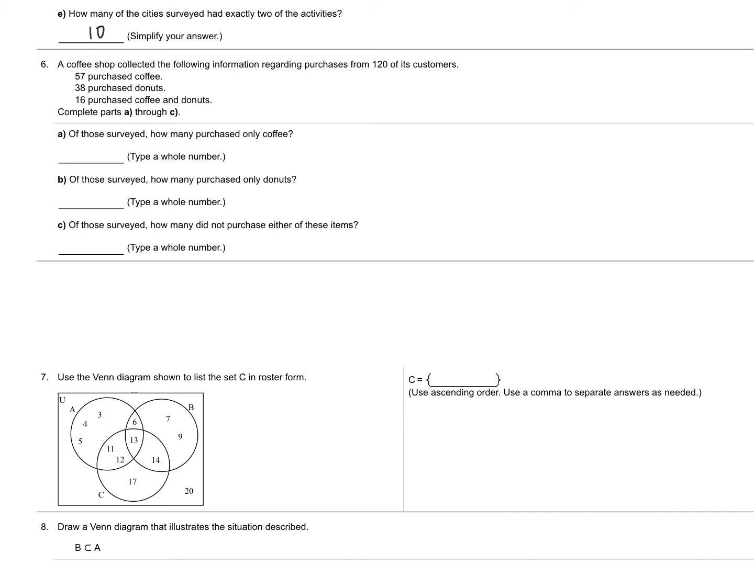Number 6. A coffee shop collected the following information regarding purchases from 120 of its customers. 57 purchased coffee, 38 purchased donuts, 16 purchased coffee and donuts. Okay, so notice we're only comparing 2 things this time. So this is a little bit of an easier setup because we're only comparing 2 things instead of 3. So I'm going to make my Venn diagram right here. I'll make the red be the coffee, and then the blue be donuts.